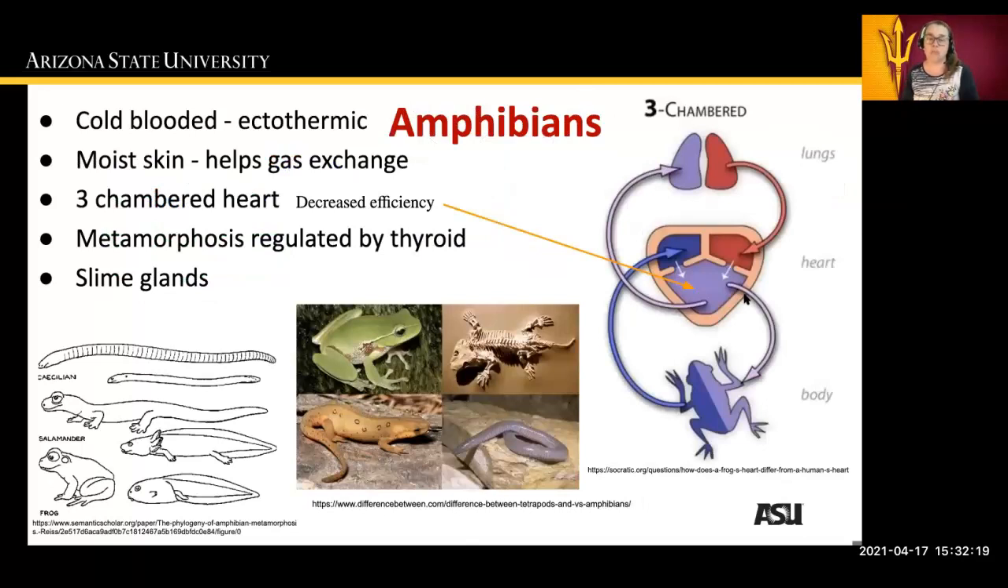Amphibians are cold-blooded or ectothermic. They have moist skin in order to keep the gas exchange flowing between the skin. They have a three-chambered heart, which decreases the efficiency of the way the blood is transported through the body. So having that moist skin and oxygen exchange through the skin is very helpful for amphibians. They also undergo metamorphosis, and this is regulated by their thyroid. And oddly, they have slime glands, which keeps them nice and moist in the skin.